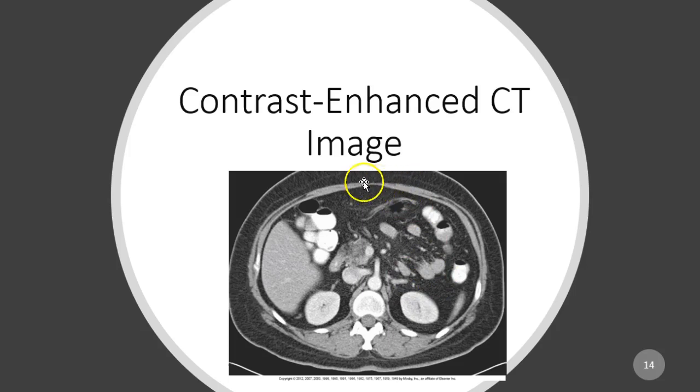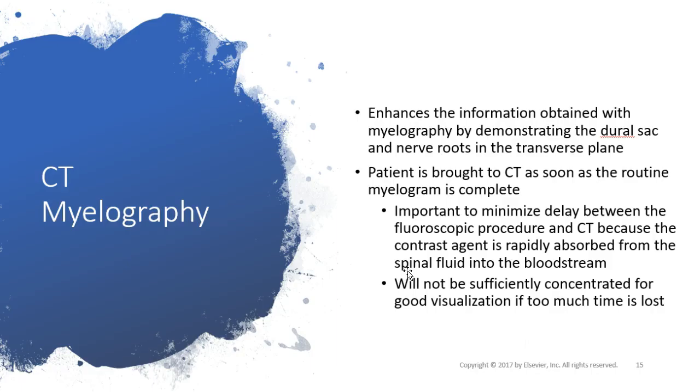So rectus abdominis muscle here. This is all fat all the way around. This darker is fat, the lighter is muscle. This is the spine right here with the spinal cord. Oh, I did want to show you the white is the oral contrast. Right here, we have blushing of the kidneys and blushing of the aorta. So there's IV contrast on board also.